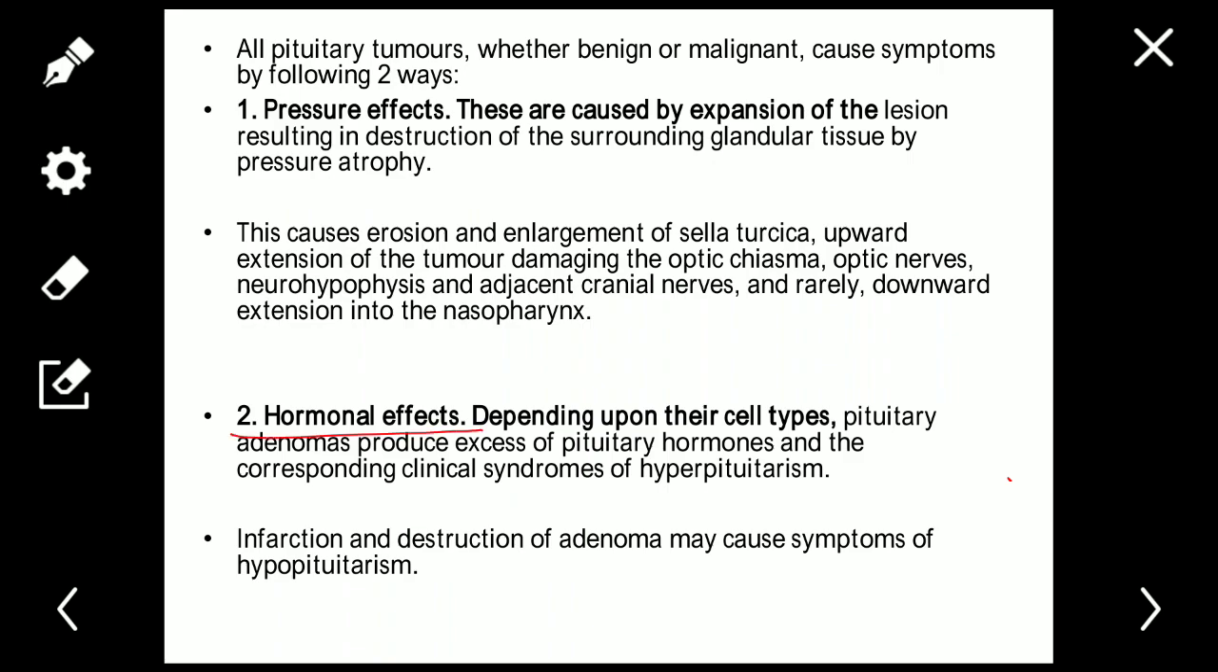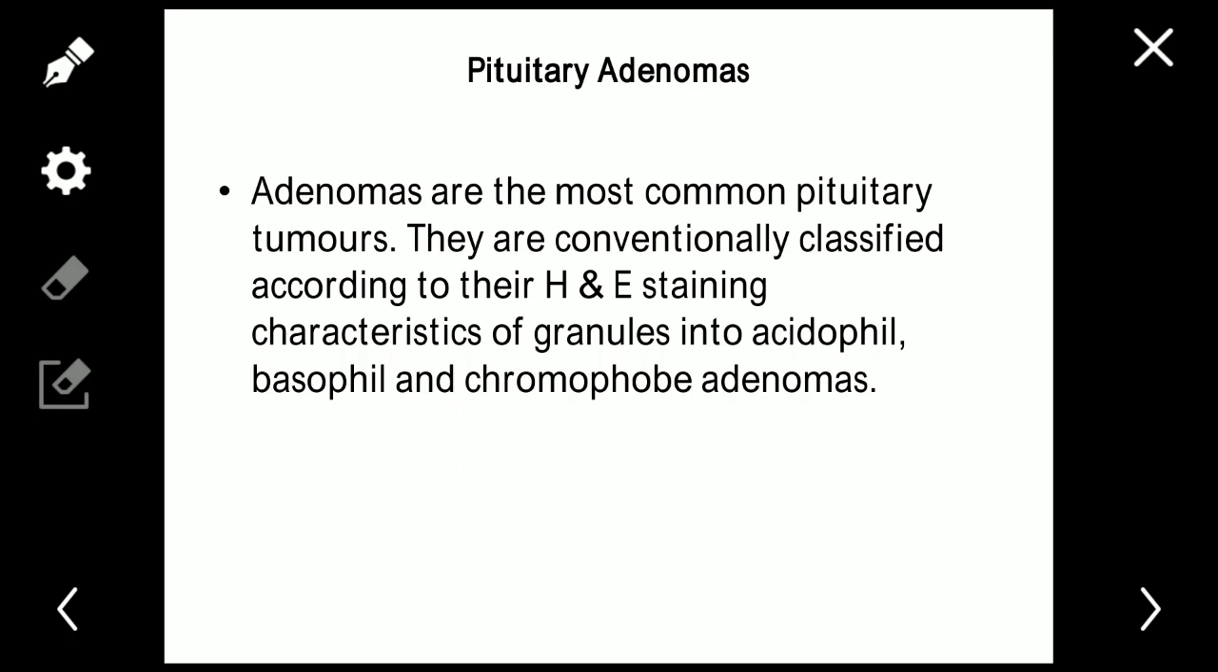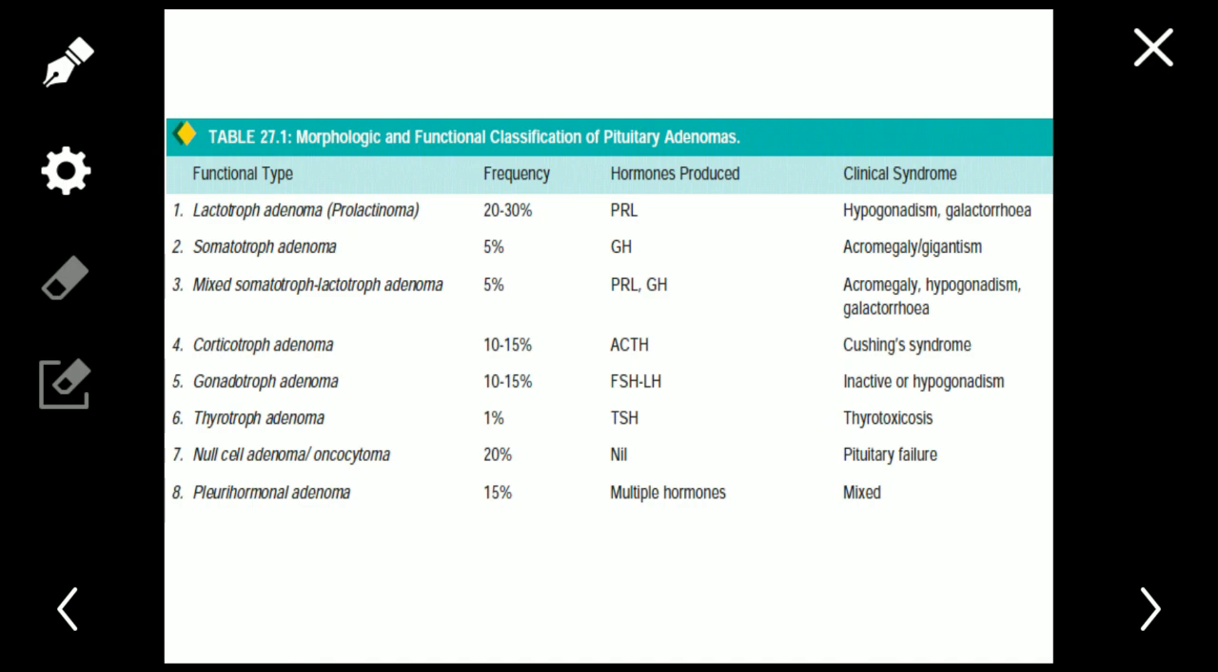So in hormonal effects, we have both hyper and hypopituitarism. Pituitary adenomas are the more common tumors, conventionally classified according to the H&E staining characteristics of granules into acidophil, basophil and chromophobe adenomas. This table shows you the type of adenoma and the hormone produced in the clinical syndrome. If it is a lactotroph adenoma, called prolactinoma, it produces more prolactin. More prolactin leads to hypogonadism and galactorrhea.